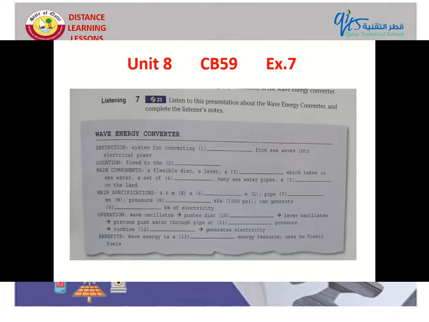Before I talk about the system itself, let me tell you where it is located, because some systems are located on the surface of the sea and some on the seashore. But not this system. The wave energy converter is fixed to the seabed. Okay, now let's look at the main components. The wave energy converter has 5 main components or parts.